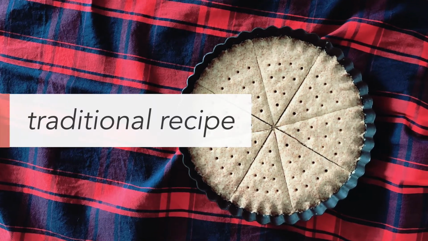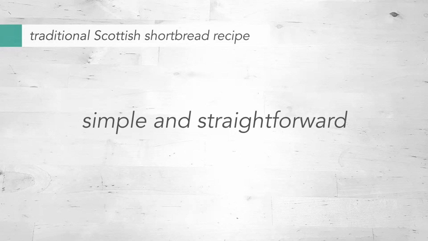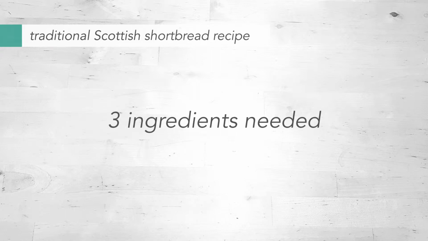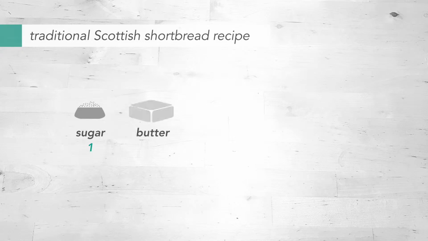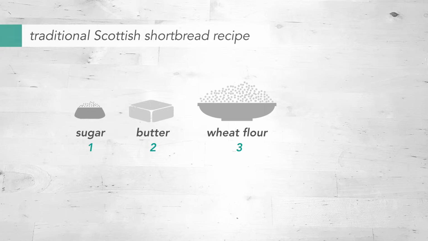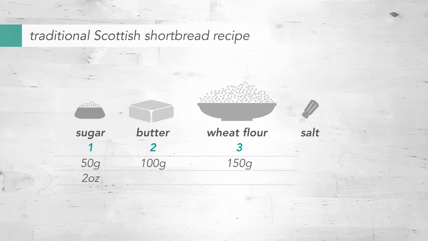The traditional Scottish shortbread recipe is pretty simple and straightforward. It only has 3 ingredients. In weight measurement, we need 1 part of sugar, 2 parts of butter, and 3 parts of flour. And of course, it's always nice to have a pinch of salt to balance the sweetness. So the recipe looks like 50 grams of sugar, 100 grams of butter, and 150 grams of flour, or 2 ounces of sugar, 4 ounces of butter, and 6 ounces of flour.